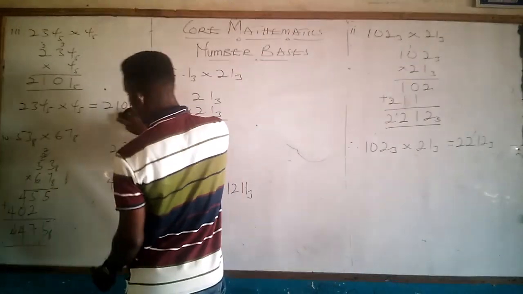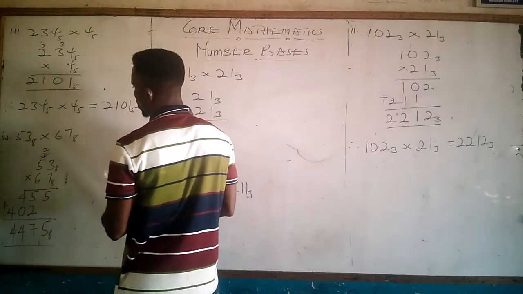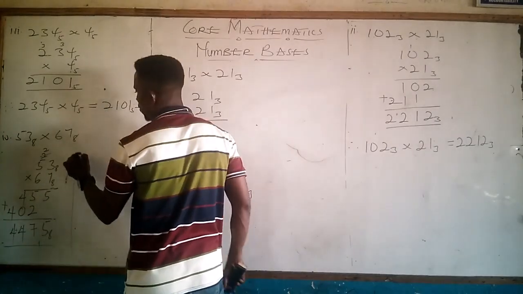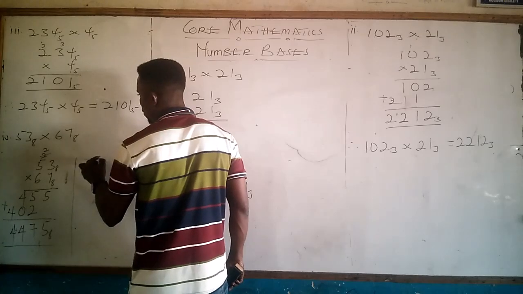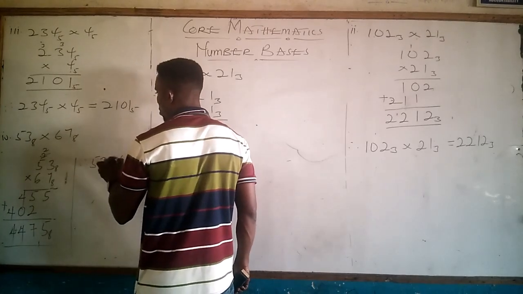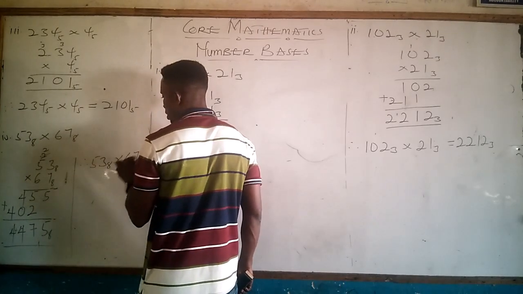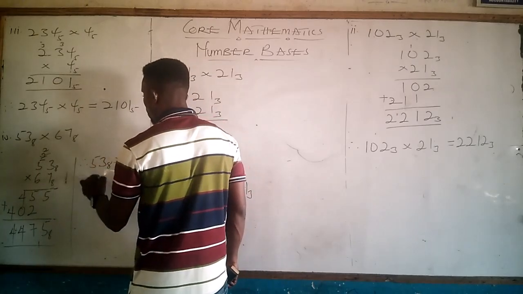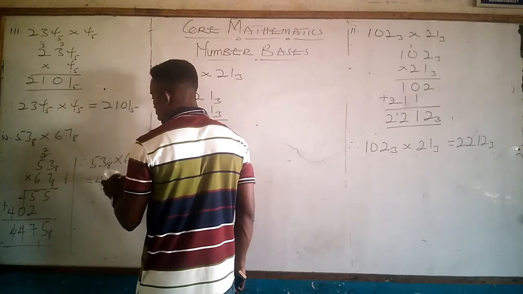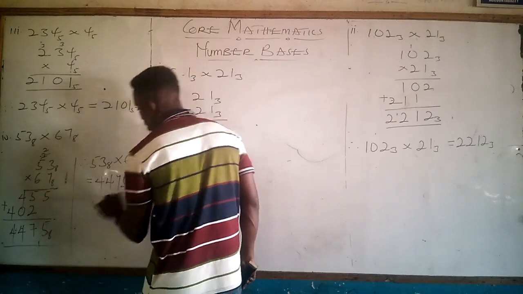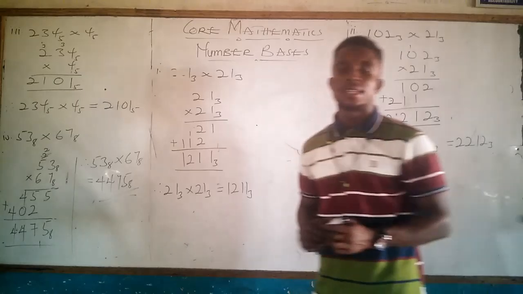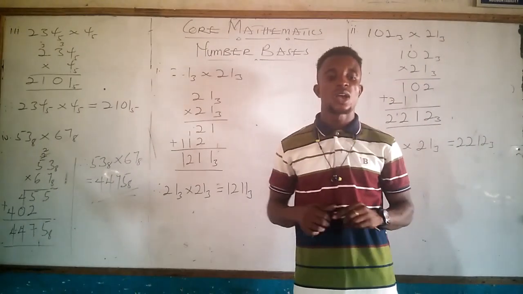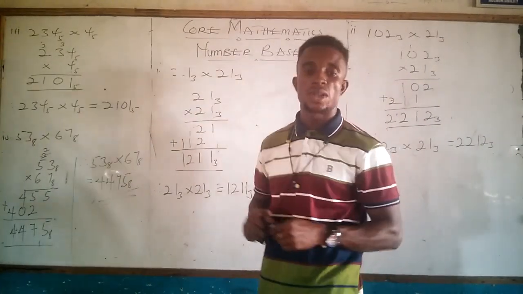So I can say therefore 5, 3 base 8 multiplying 6, 7 base 8 is equal to 4, 4, 7, 5 base 8. And that is that. So are we okay? Okay.